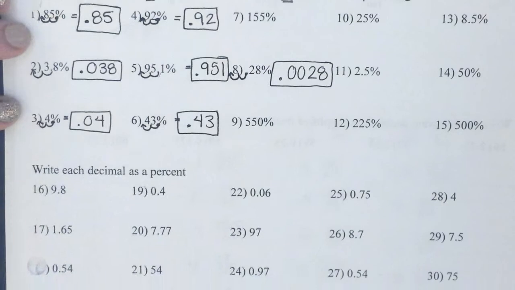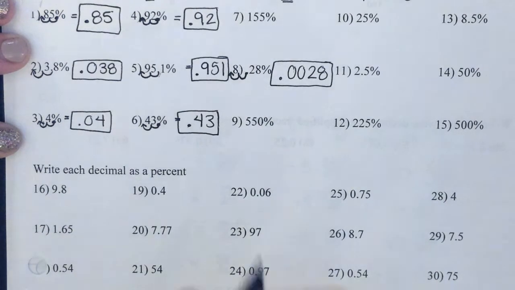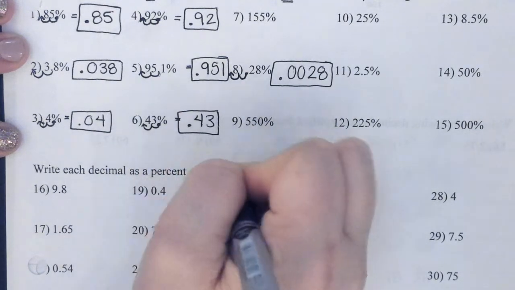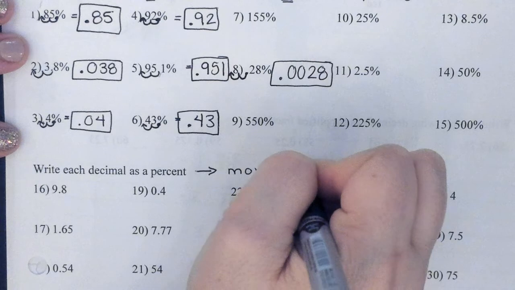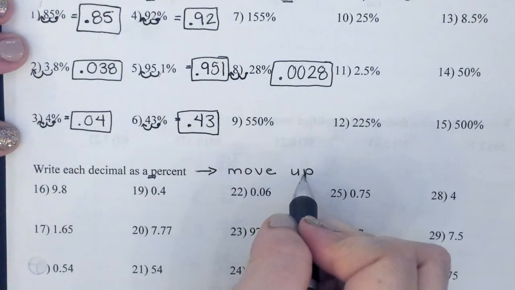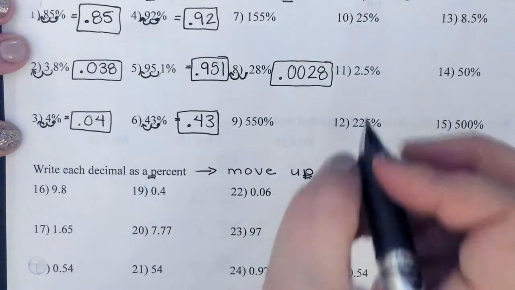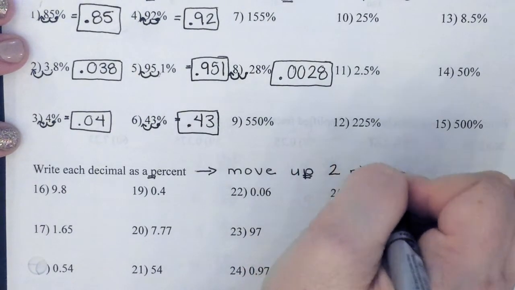My next one says to write each decimal as a percent. This time, since I'm writing a percent, I'm going to move which direction? Right. Move to the right, which means we're going to move up. Do y'all see how percent and up match? And how many spaces are we doing? 2. It's always going to be 2 places.